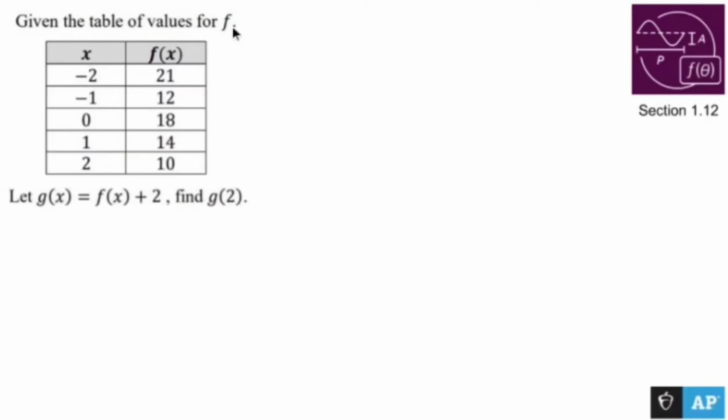Given the table of values for f, let g of x equals f of x plus 2, and then find g of 2. All right, so if g of x equals stuff, then g of 2 means replace every x with 2. So f of 2 plus 2. What's f of 2? Oh yeah, up here. When x is 2, f of 2 is 10.